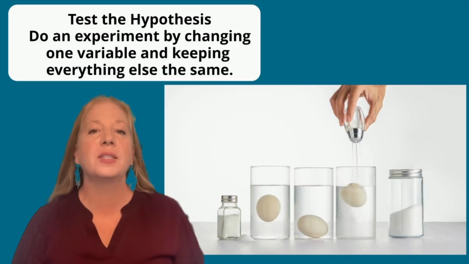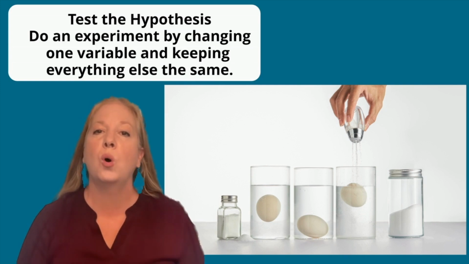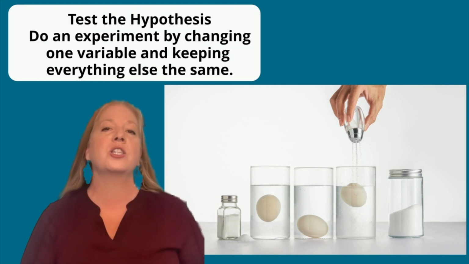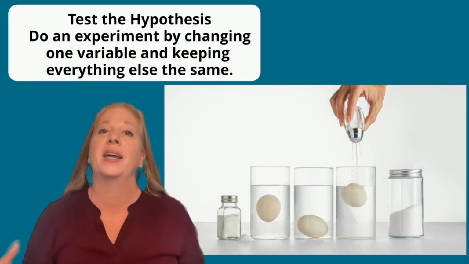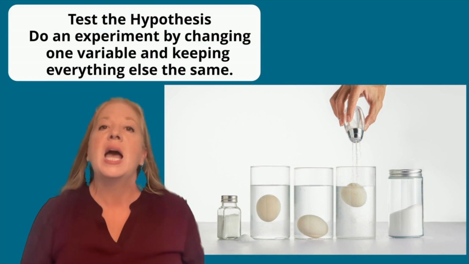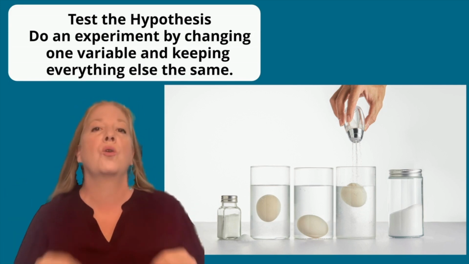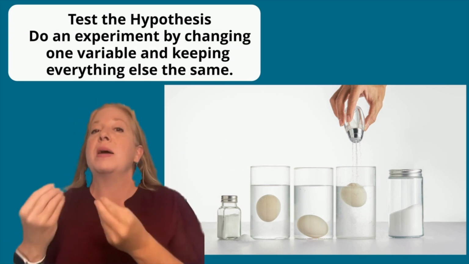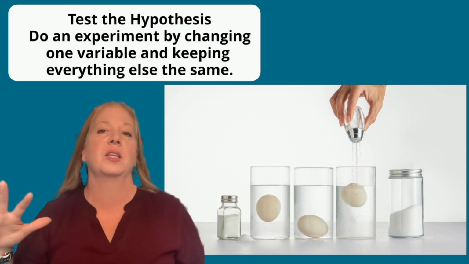Once you have a hypothesis, it's time to test it. But you need to make sure that you have a controlled experiment. To know you have a controlled experiment, you're going to change one variable or factor that can affect the outcome and keep everything else the same. So in a controlled experiment, you change one variable, you measure something, and then you keep everything else the same.